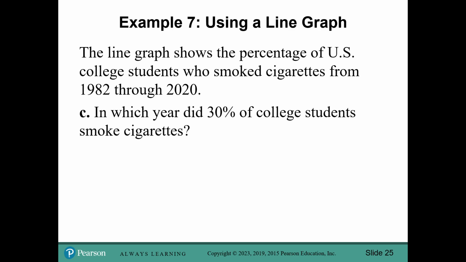Now the line graph, we are still going to look at the one that shows the percentage of U.S. college students who smoked cigarettes from 1982 through 2020, working on the same example. We want to know in which year did 30% of all college students smoke cigarettes. So it says, in which year did 30% of college students smoke cigarettes?